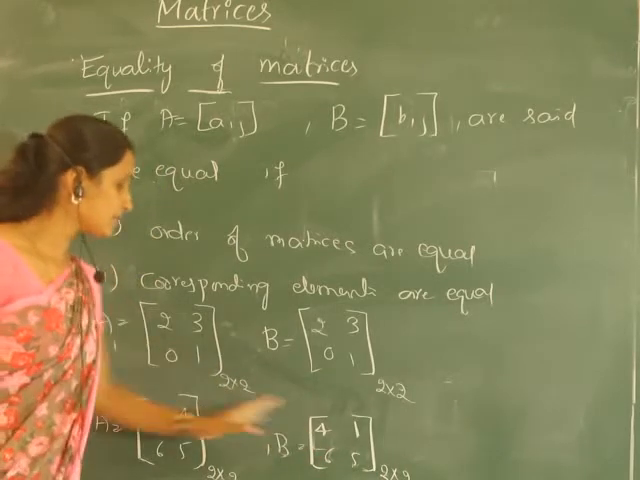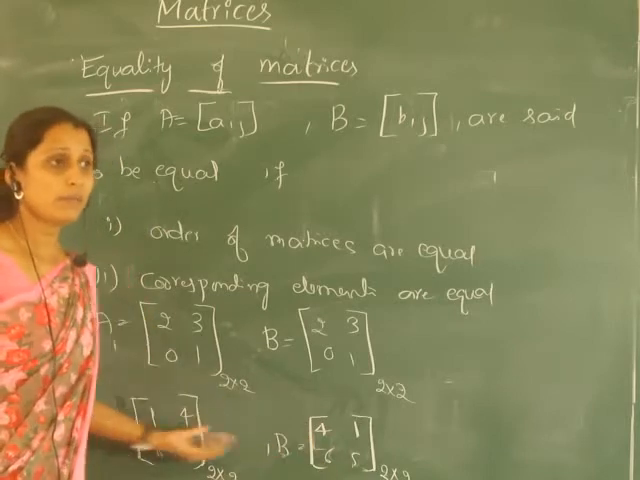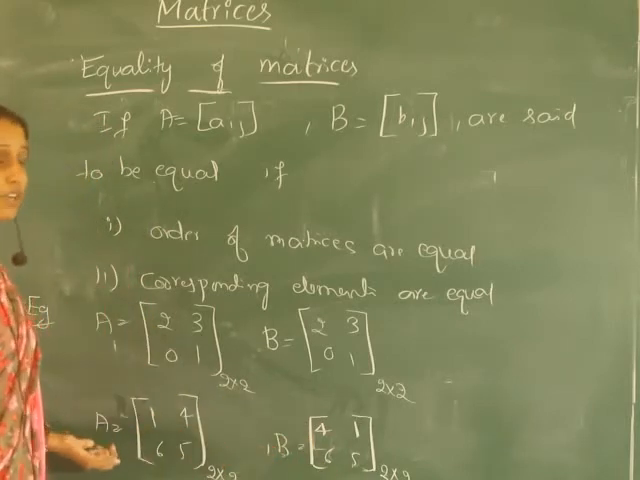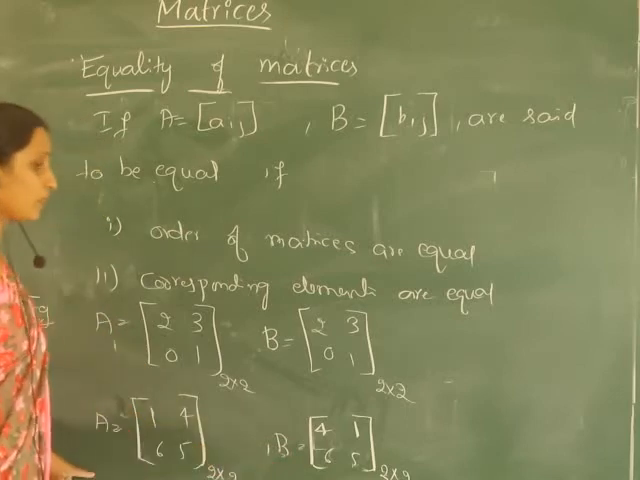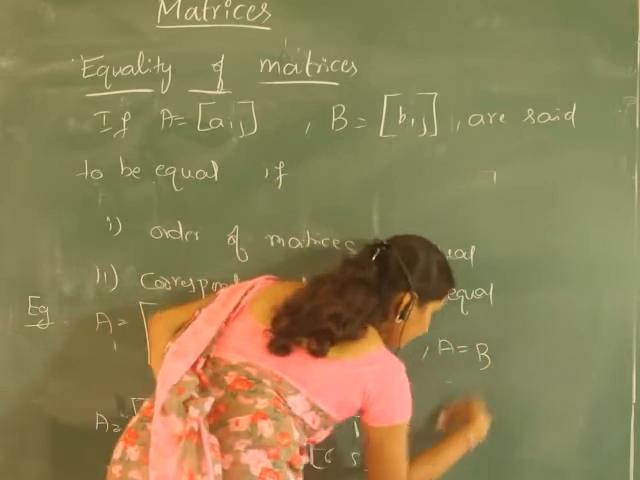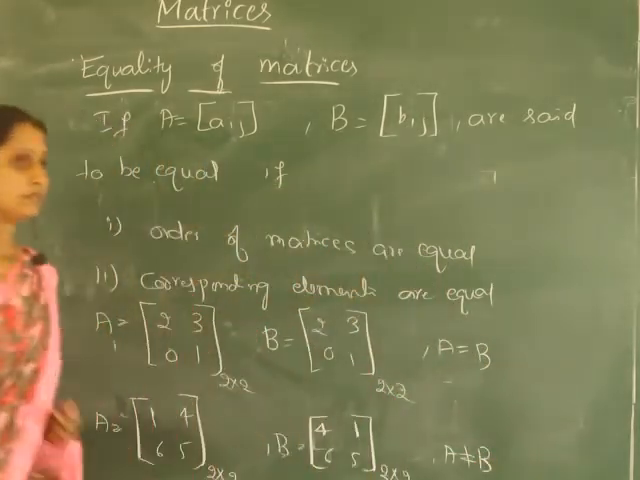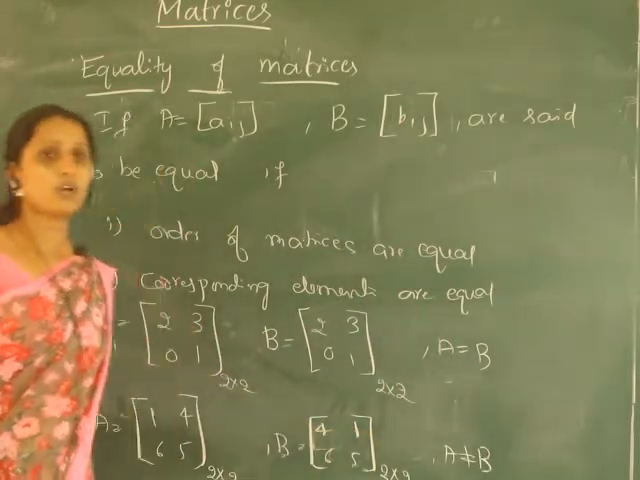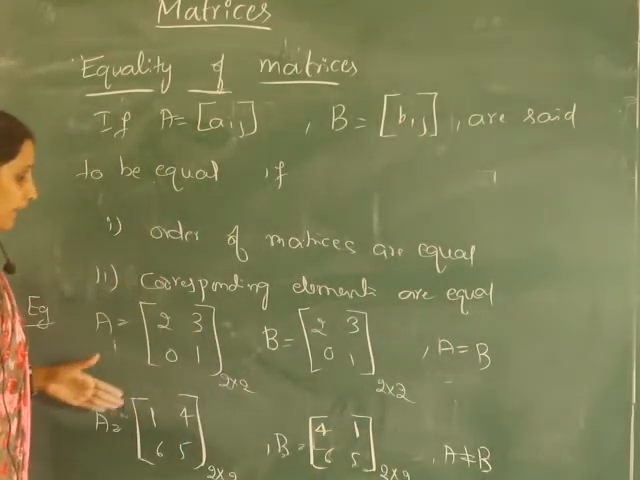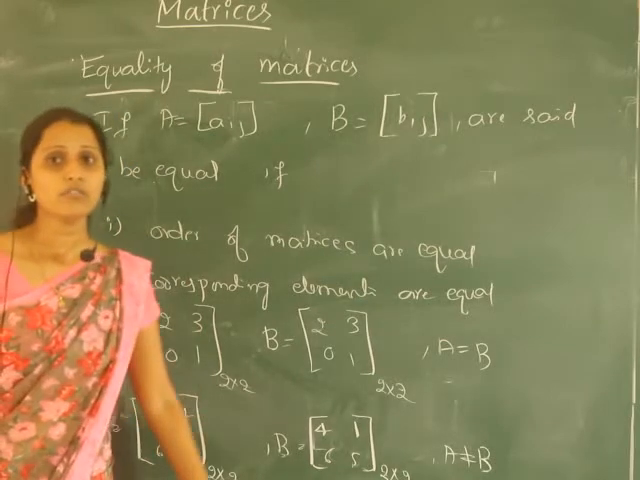Now generally we can say the elements are all the same, 1 4 6 5, here also 1 4 6 5, but the position of those elements is different. So these two matrices are not equal. Here A is equal to B, but here A is not equal to B. Order should be the same and corresponding elements should be the same. Then only two matrices are equal. So this is about the equality of matrices.